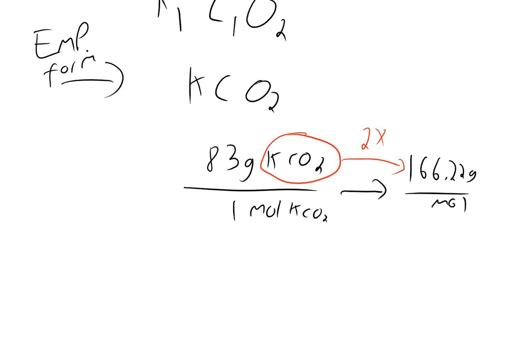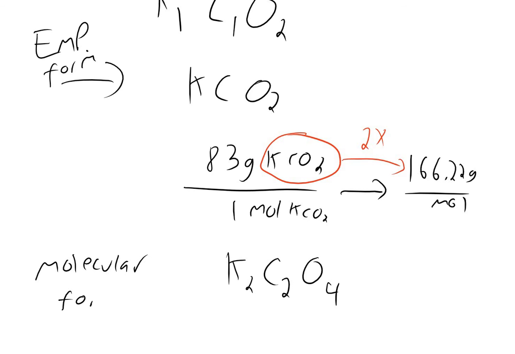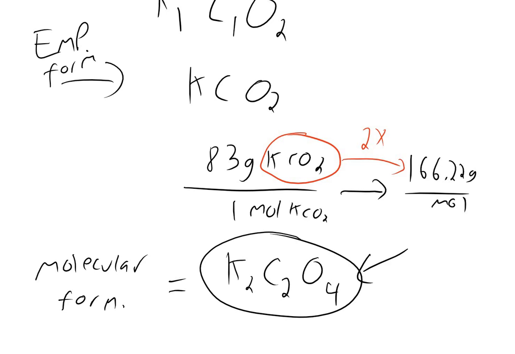So instead of K1, it's going to be K2, and then C gets doubled, and oxygen gets doubled, bringing it up to 4. And this here is the molecular formula. This is the actual formula that you're going to find this thing in nature. This is what it really looks like if you were to take one compound from the air, or from the pile that you took it from, and you separated all the compounds in nature. This is what it looks like: 2 potassiums attached to 2 carbons attached to 4 oxygens. Best luck on your exams.